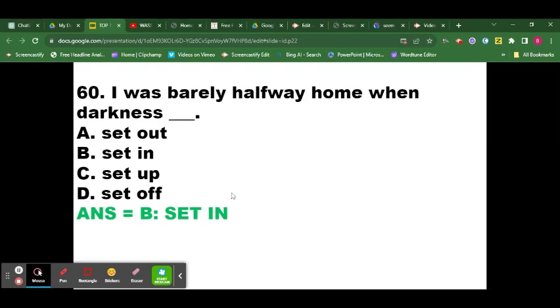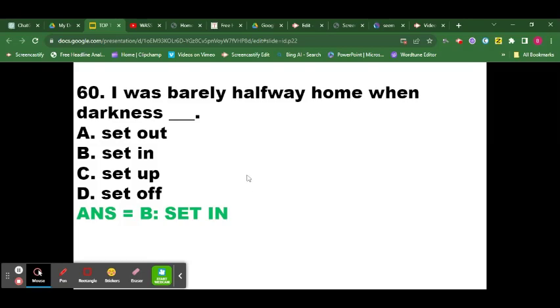When something sets in, it means that it begins, okay? To set in is a verb, and of course, set in is a phrasal verb. So set in simply means to begin. So when something, usually something negative or unpleasant, sets in, it begins and is likely to continue in a serious way. So I was barely halfway home when darkness set in means that darkness began at that point. Okay.